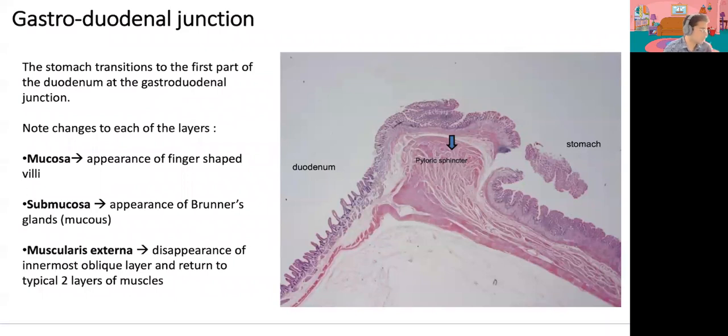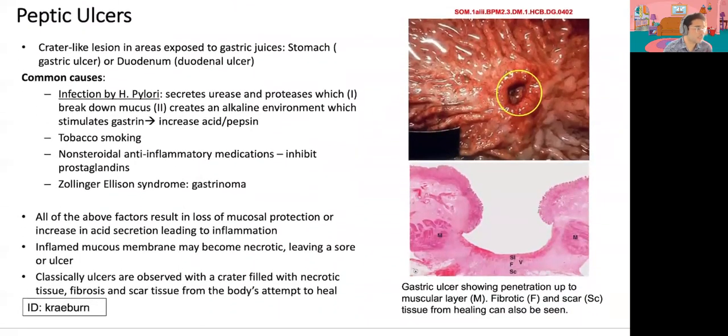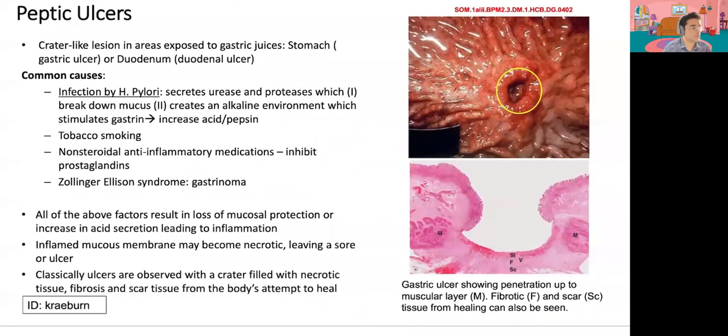Mucosa, submucosa, and muscularis externa. Run through these histology slides during small group. Peptic ulcers, very simple. If you see this picture, this was literally given to us and they asked us what are some factors that mess around with peptic ulcers. H. pylori, don't smoke, don't take NSAIDs on an empty stomach because they inhibit prostaglandins, and we know all about prostaglandins now, and Zollinger-Ellison syndrome that can lead to gastrinoma, right? Which is an adenoma, adenocarcinoma of the stomach, okay?